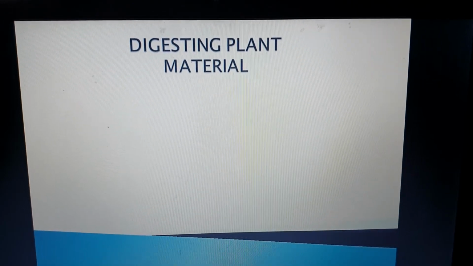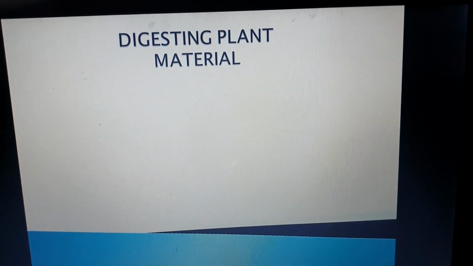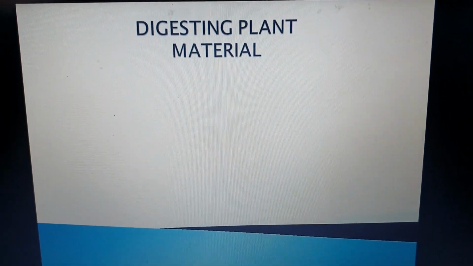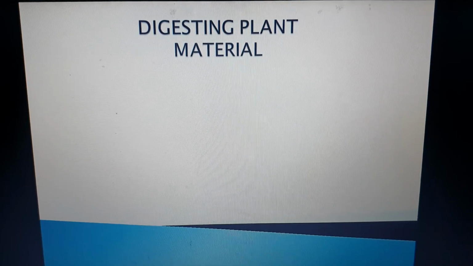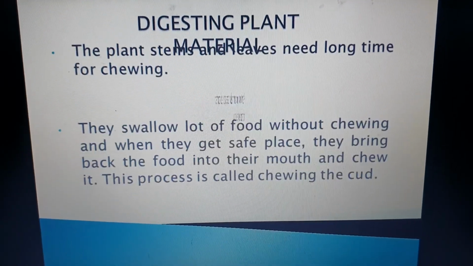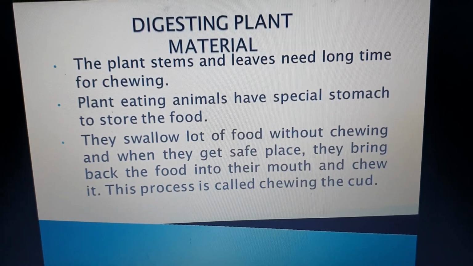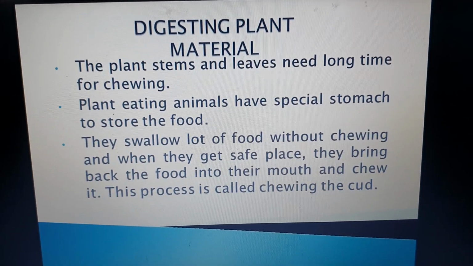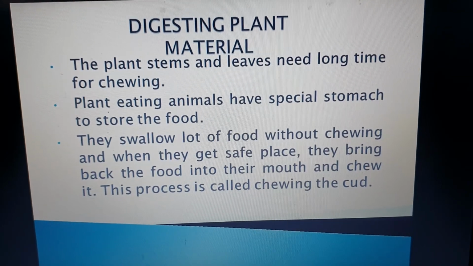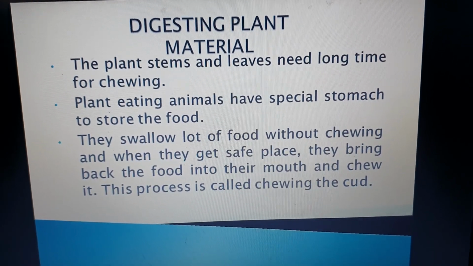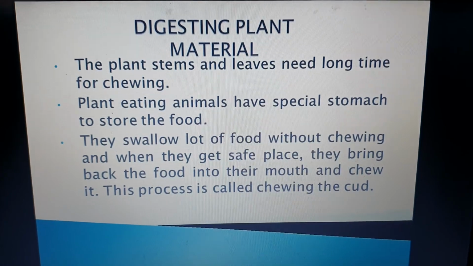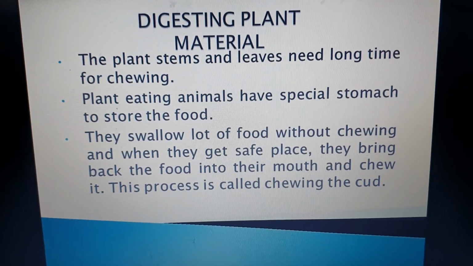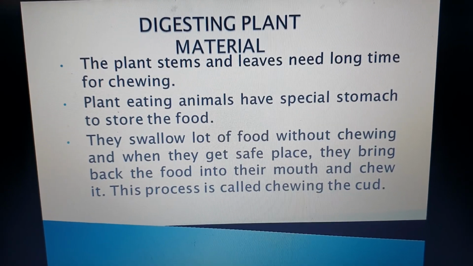Digesting the plant material. Now how do all these animals, mammals, birds and insects, digest the plants? As I told you, these are the animals who feed on and depend only on plants. So they are eating stems and leaves, and they need a long time for chewing them. So what do they do? They have special stomachs to store this food.